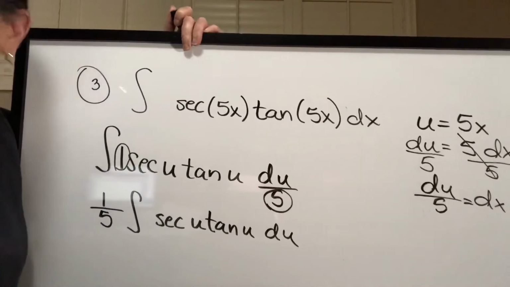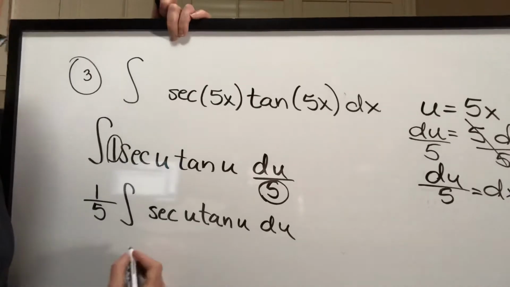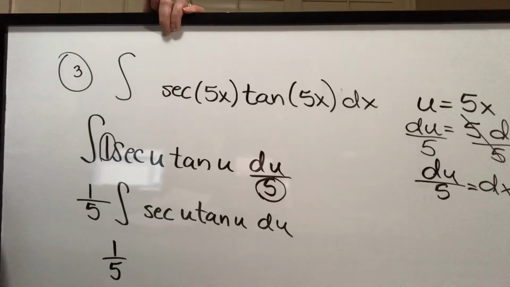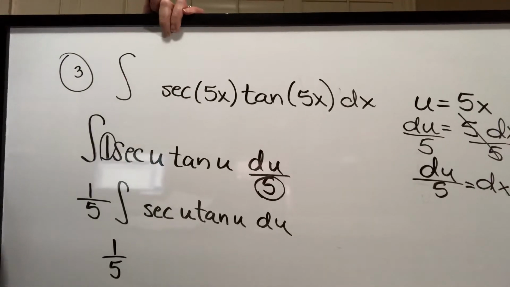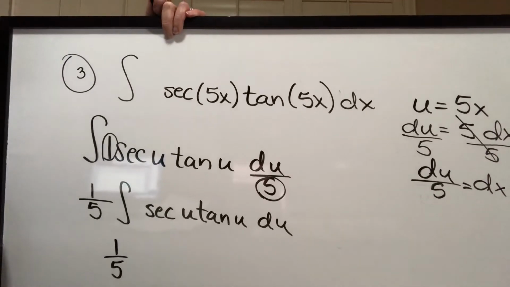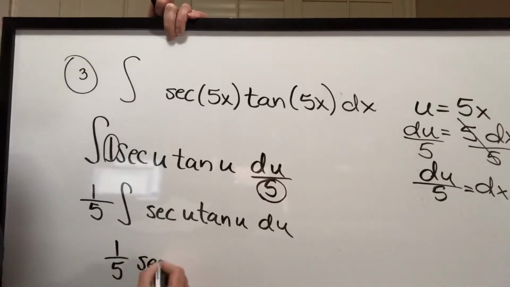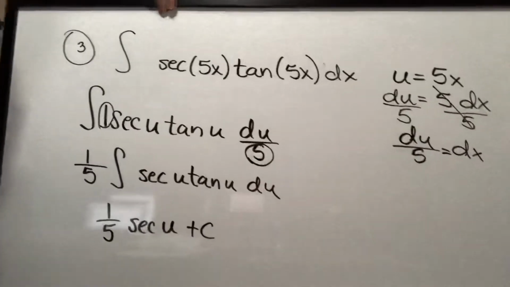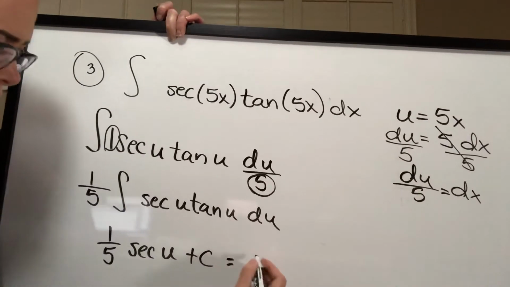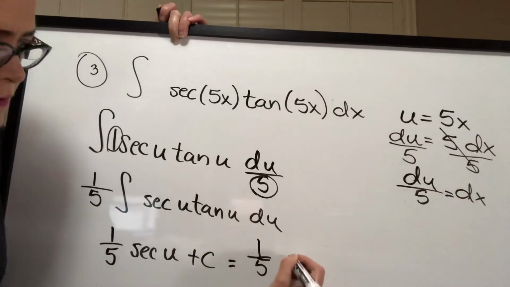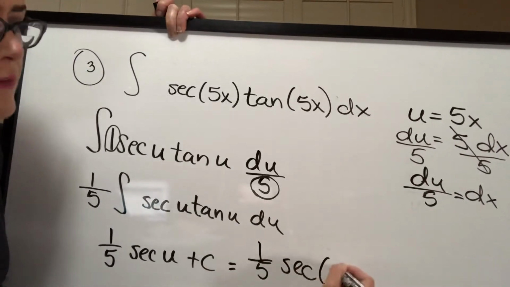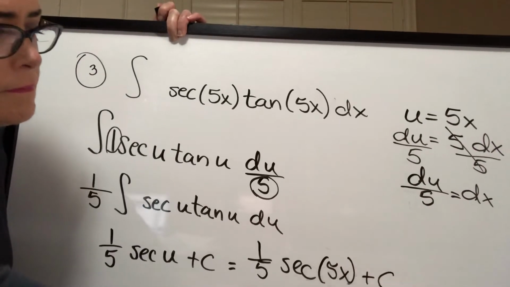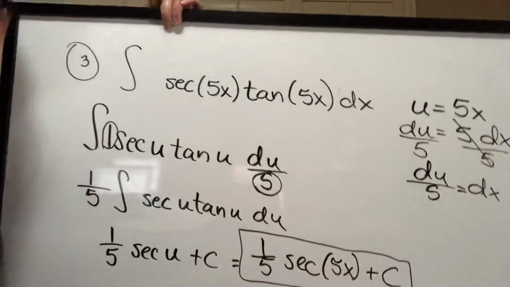Okay, so now it would be time to look at the table of indefinite integrals, so keep the 1/5. So if you find this on your table, you'll see this is the second one from the bottom, and this is equal to the secant. So you would say this is secant u, and then plus c, of course. And then your final step is to fill u back in, so that would be 1/5 secant of 5x plus c. So there's your answer for number 3.